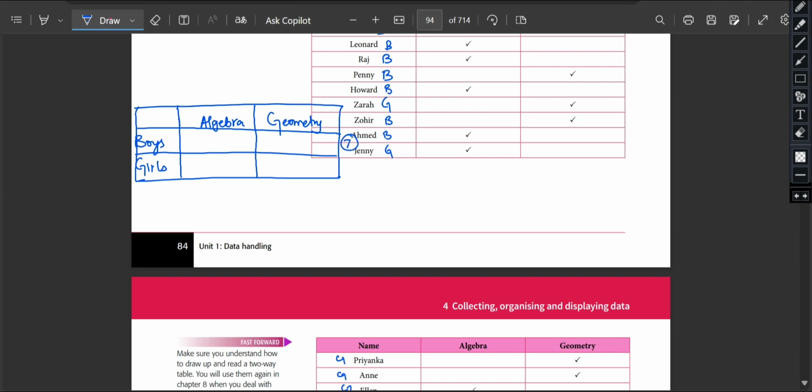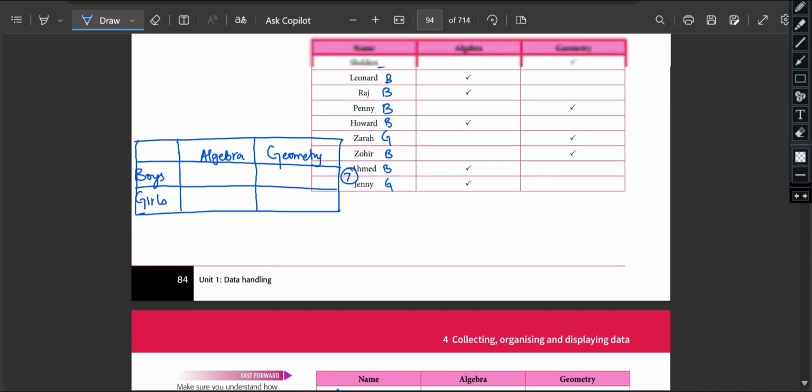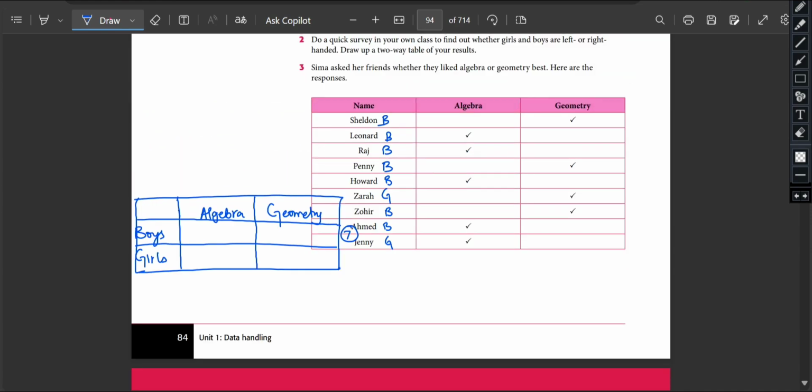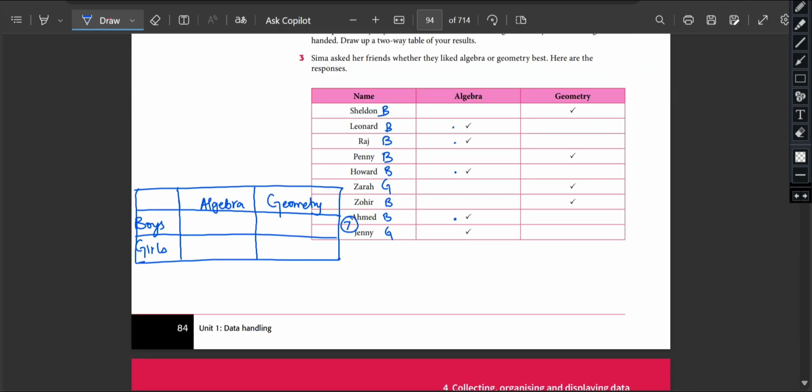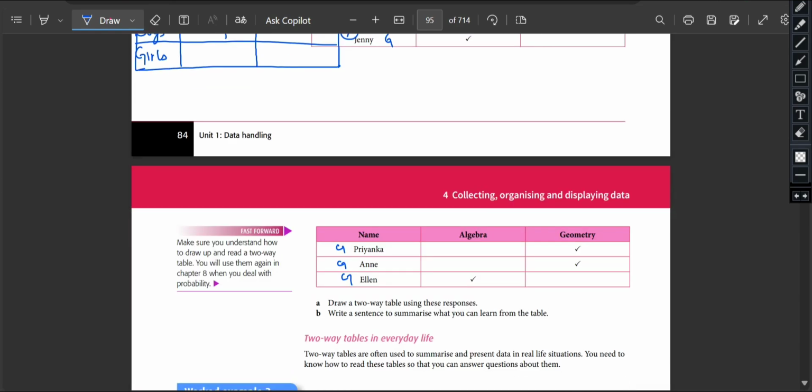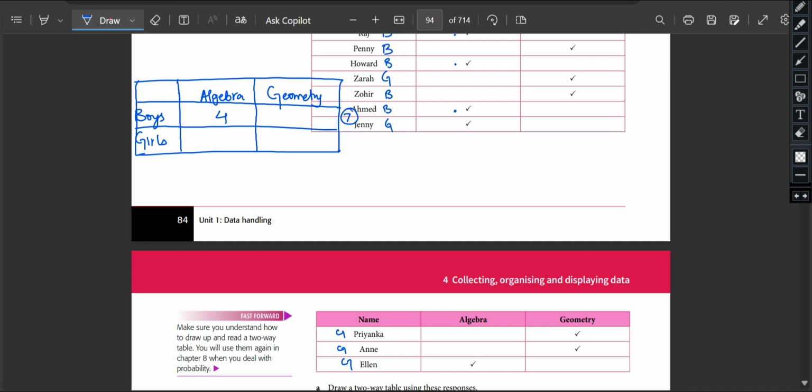Total boys are 7, but we will have to check algebra and geometry. Now how many students are boys and take algebra? 1, 2, 3, 4, and that's it. So there are 4 boys who take algebra. If we look at girls, how many girls take algebra? This girl does not take algebra. 1, okay, and 2. Only 2 girls take algebra.